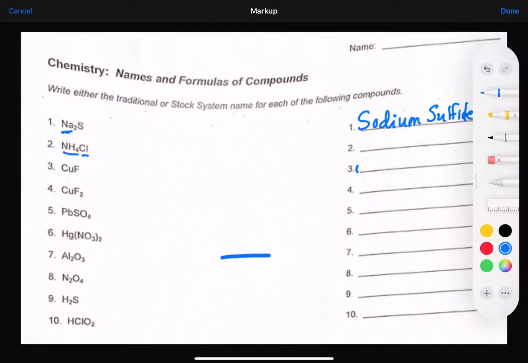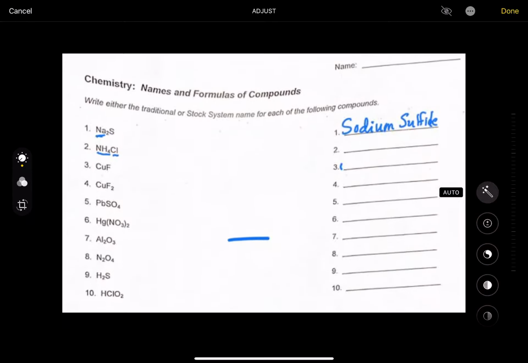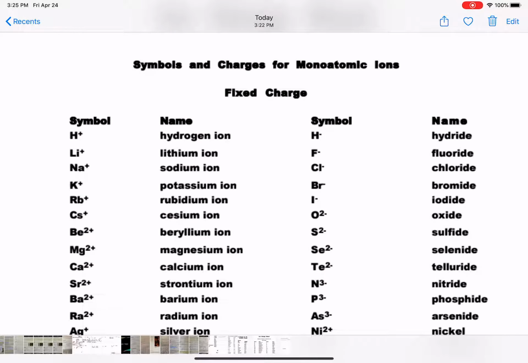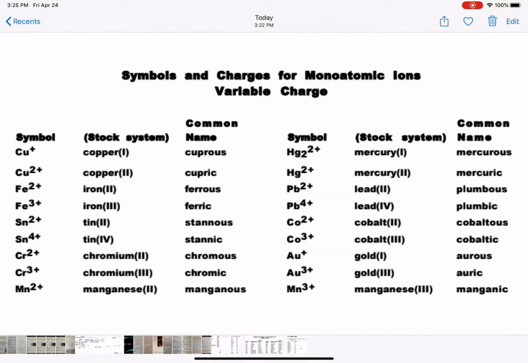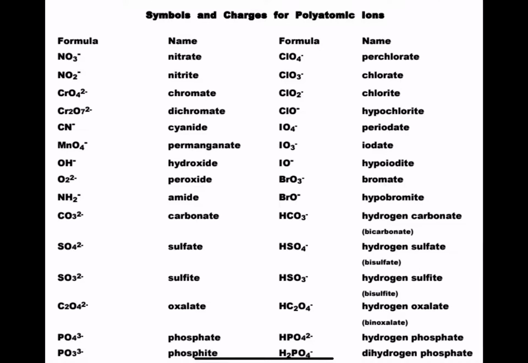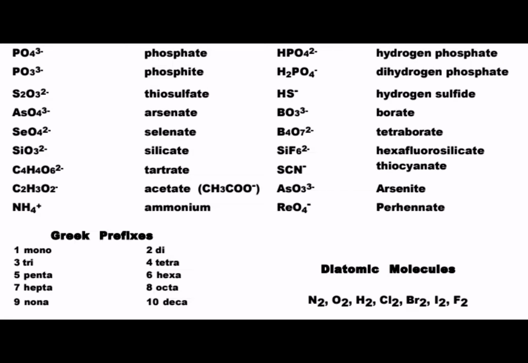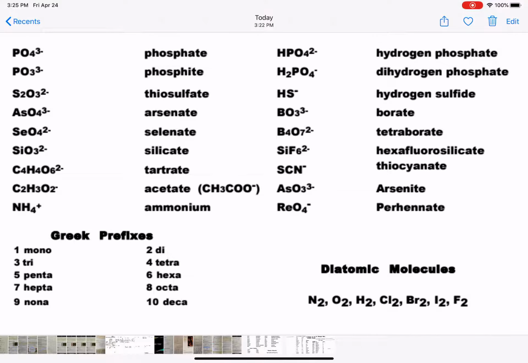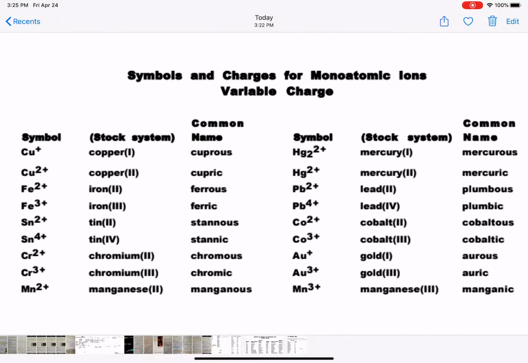So when that's the case, let's switch back to our polyatomic ion sheet. We have to find NH4, which I thought was on this one. Right here. Here we go. So ammonium. See NH4 plus? That would be ammonium. So that's what you do when you have a polyatomic ion.